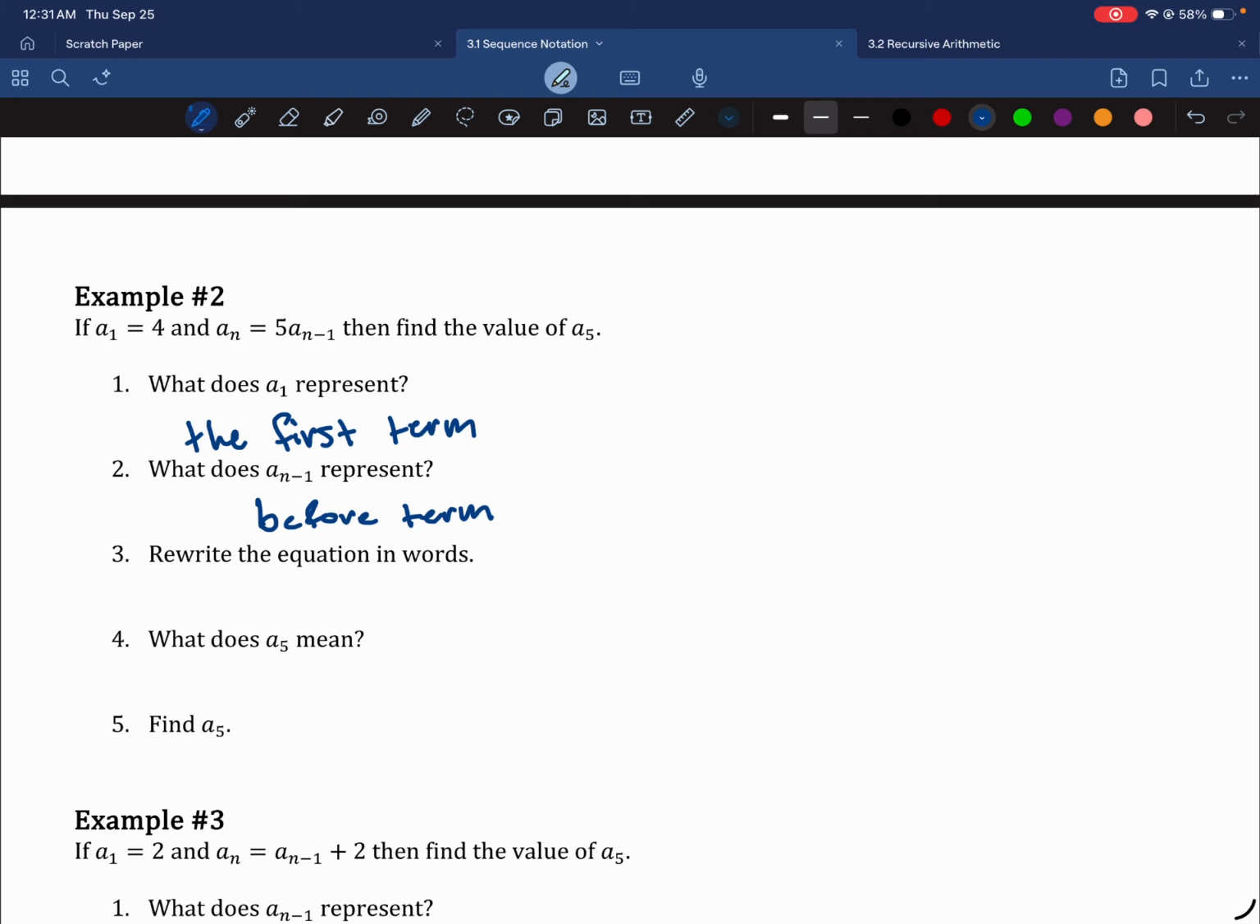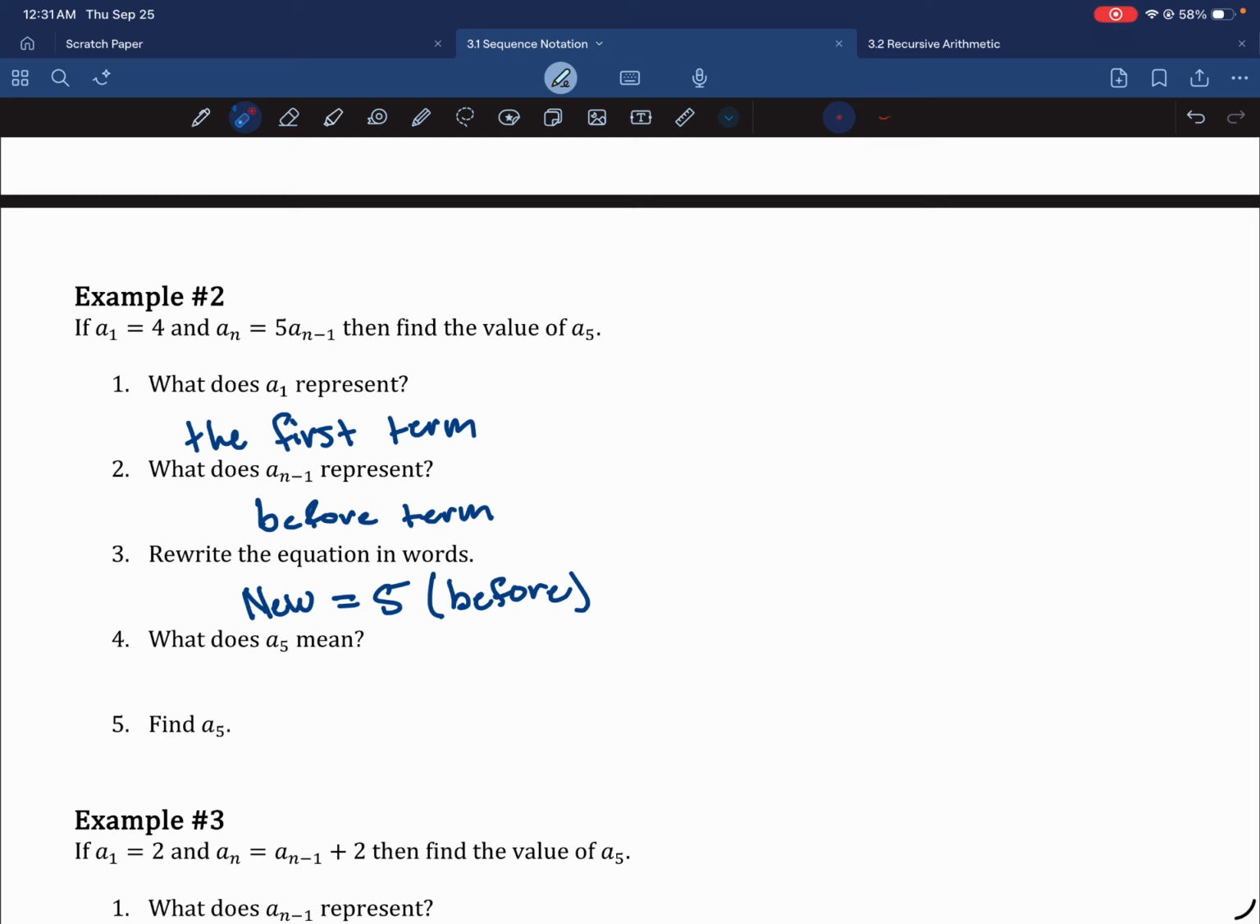Okay, now it wants us to rewrite this equation using words. So a sub n, we said, is the new term. So the new term is equal to 5 times the before term. So I just took the equation and I put it into words.